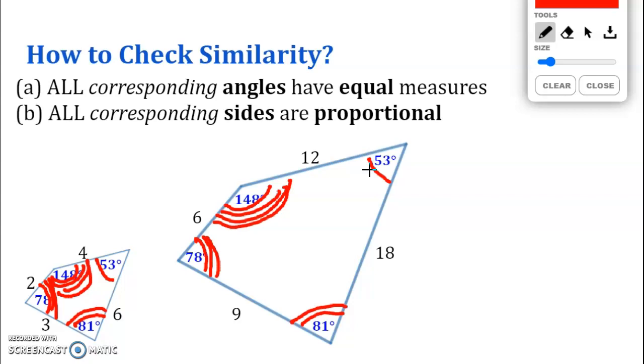Now we need to check that the corresponding sides are proportional. When we look at this 4 here, which is the corresponding side? It's 12. So 4 over 12 needs to be proportional, and 4 over 12 simplifies to what? Looking at equivalent fractions, I can divide both by 2, and by 2 more, so I can actually divide both by 4. So that becomes 1 over 3.